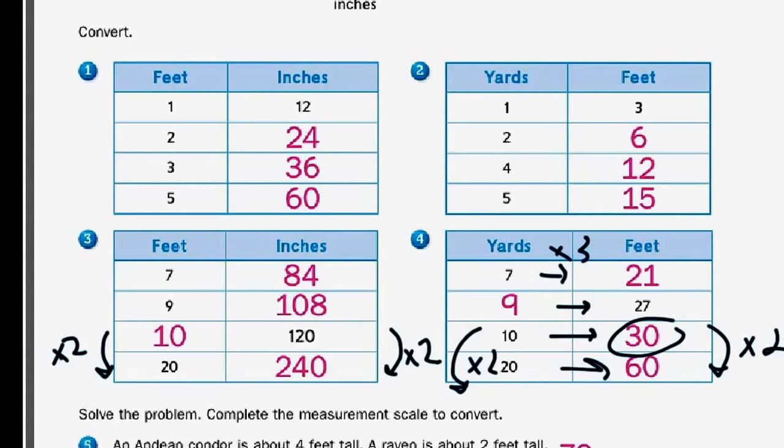Okay, how about from feet to inches? Well, multiply times 12. There are 12 inches in every foot, right? 7 times 12 would be 84. 9 times 12, okay, etc., etc.